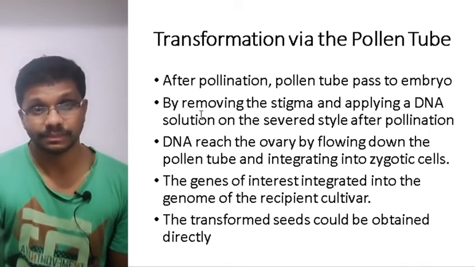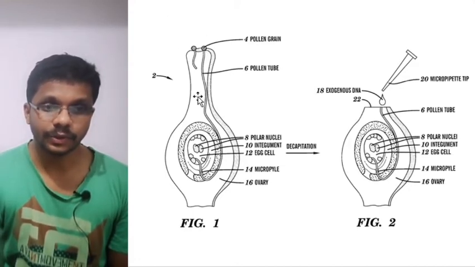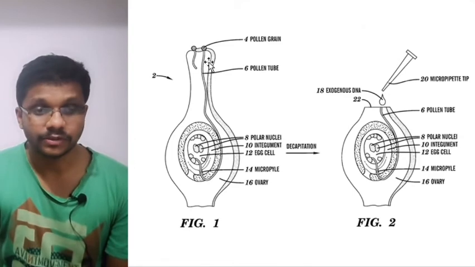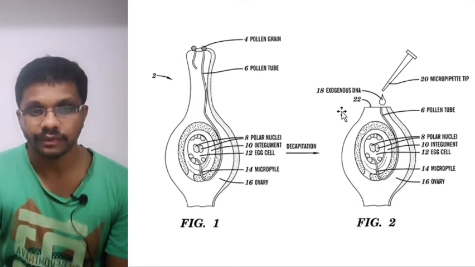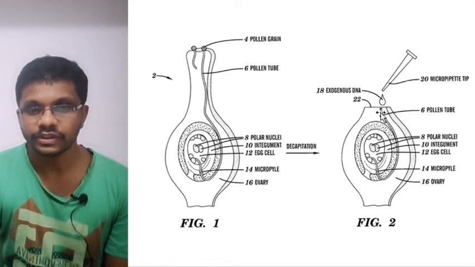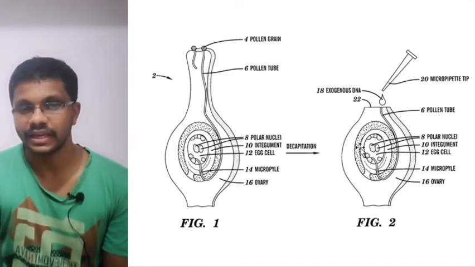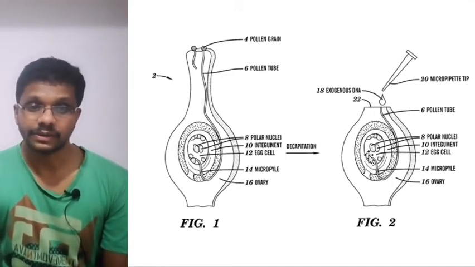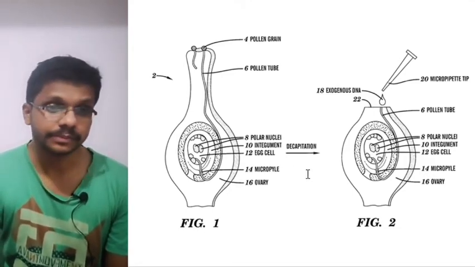Next is transformation via the pollen tube. This can be done for some plants. During pollination, pollen grains are deposited on the female flower part, and from there they grow a pollen tube, and this pollen tube reaches the ovary. So after pollination and the creation of this pollen tube, we cut the flower in this area, and we add DNA here. Along with the male gamete, the DNA will transfer to the ovary, and the zygote which is formed from this particular plant will also have our DNA. This method is also applicable for very few plants.